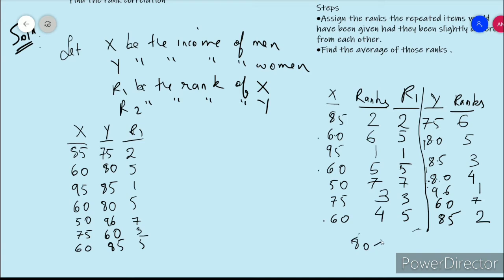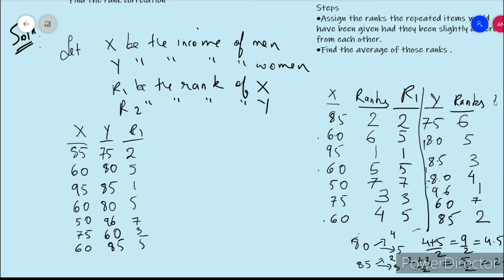Okay, 80, it has two ranks, 4 and 5. We take the average of those two ranks, we get 4.5. Then 85 also is the repeated item, two ranks, 2 and 3. So we take the average of those two items, we get 5 divided by 2, which is 2.5.